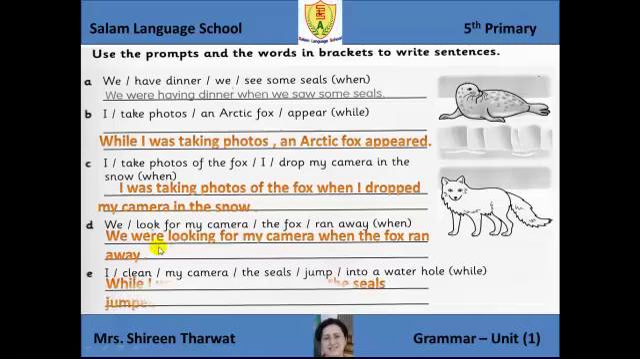The last sentence. Yes, while I was cleaning my camera, this is the first action, the seals jumped into a water hole. And this is the second action which interrupted the first action. We put the first action in the past continuous after while, but we put the second action in the past simple.